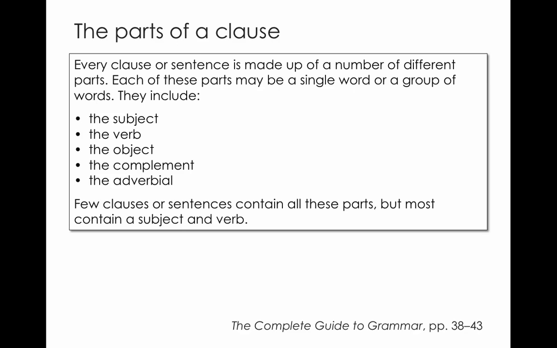We're not going to worry too much this time about the difference between clauses and sentences. That's something we'll be looking at next week and the week after. We'll be applying the terms on the screen, subject, verb, object, complement and adverbial, to some example sentences to make sense of the difference. The grammar book also says that few clauses or sentences contain all of these parts, but that most contain a subject and a verb. All of the sentences we'll be looking at contain a subject and a verb, and what we'll really be trying to do is see the difference between objects, complements and adverbials.